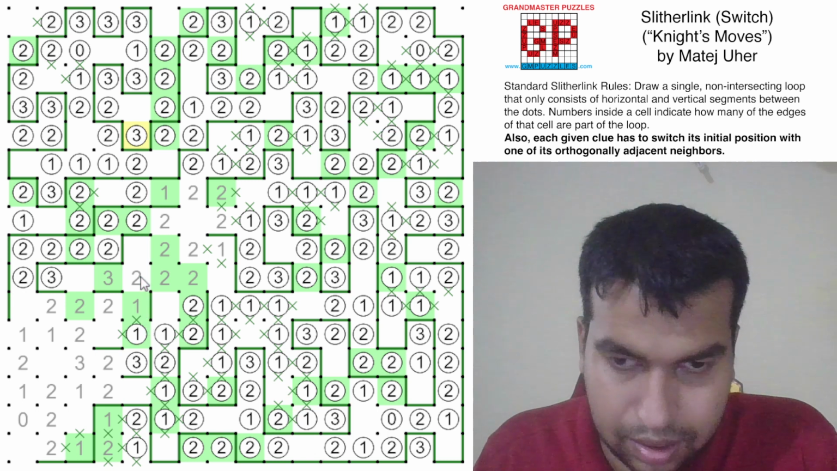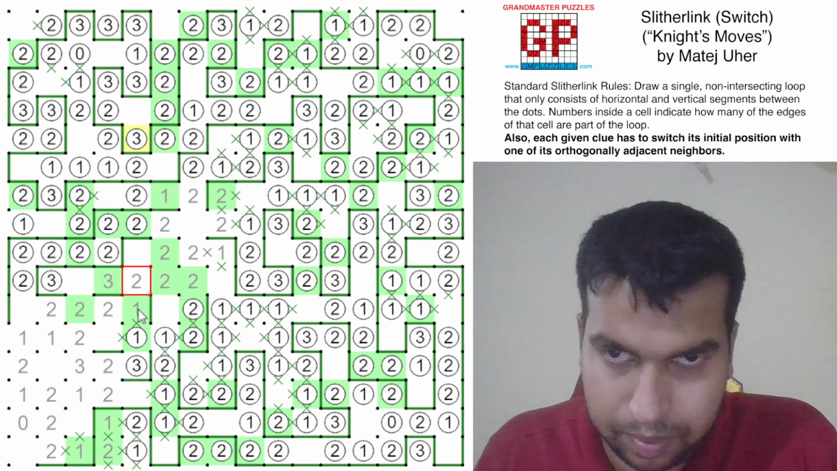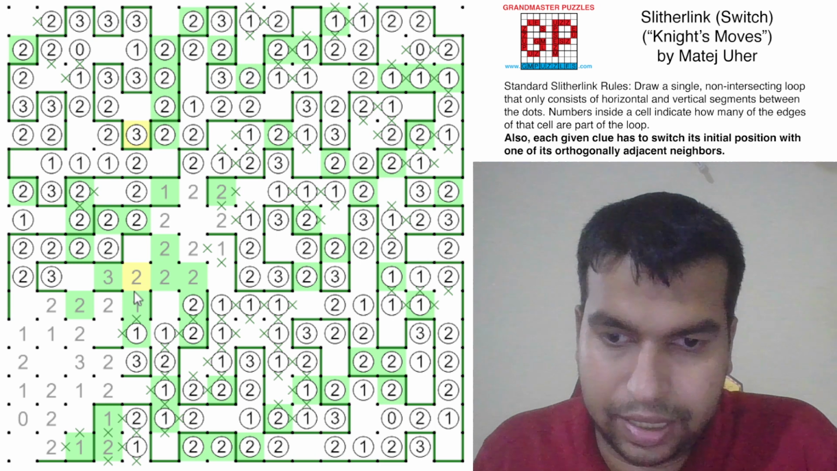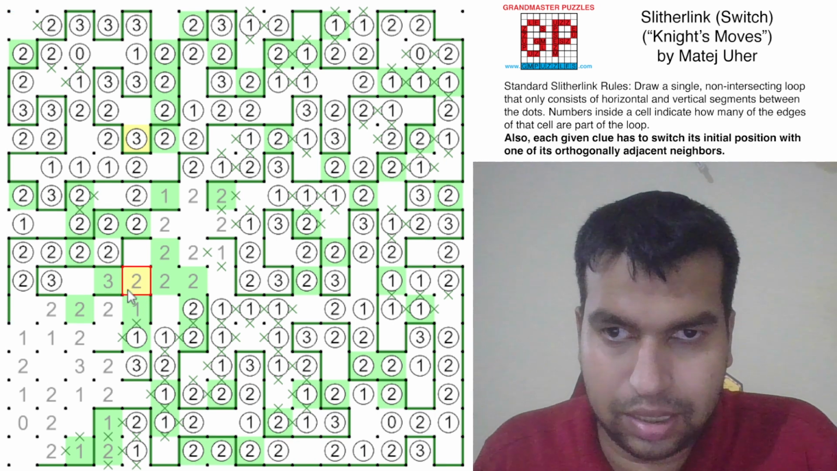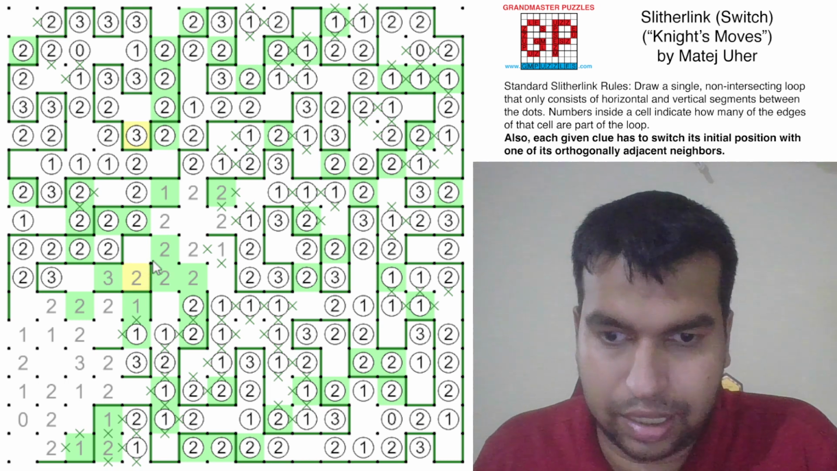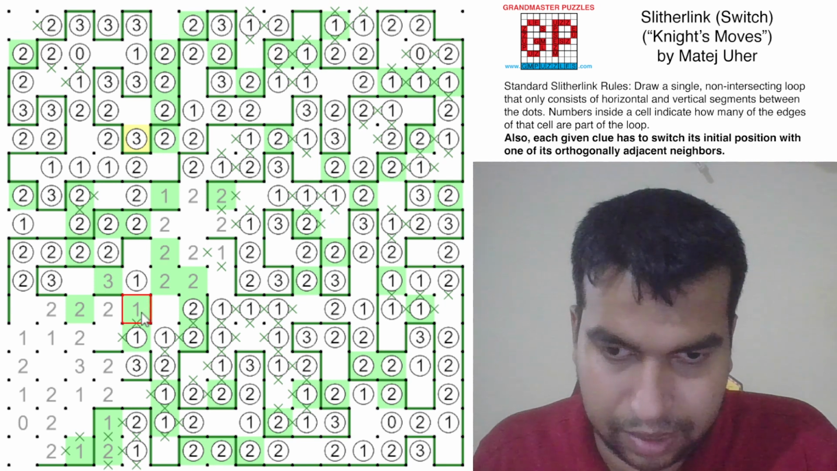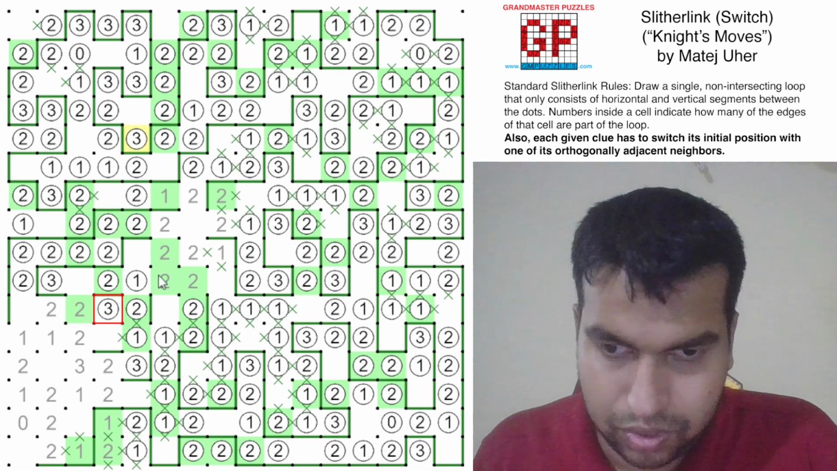Now this 2 could pair up. Actually, let me highlight it. This 2 could pair up with either of the digits, but now it can't be a 2 because that would cause a branching. It clearly can't be a 3. So it has to be a 1. So that means this is a 1, and the only one it can pair with is this one. That means this 3 will pair with this 2.